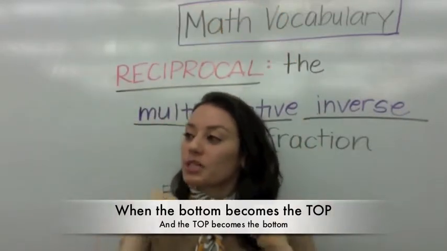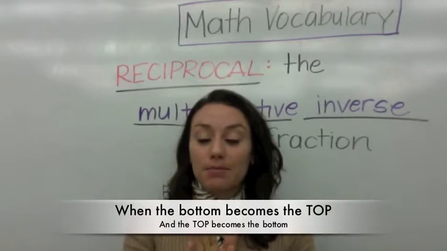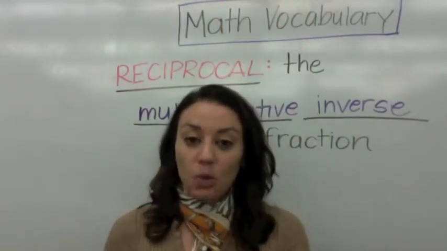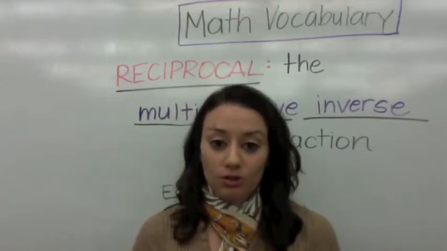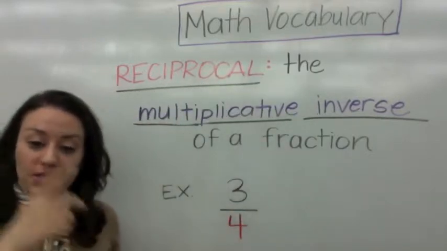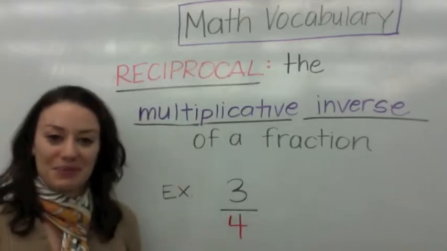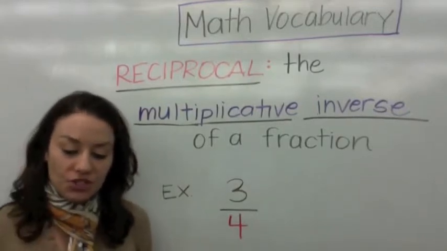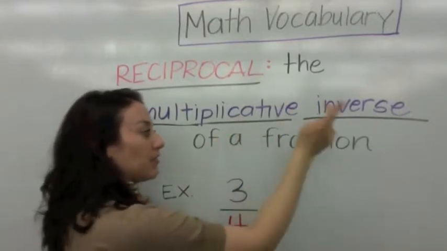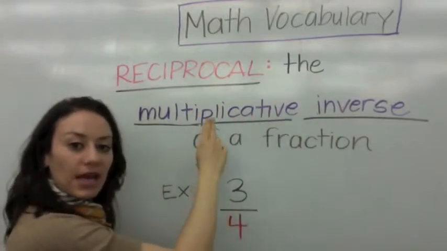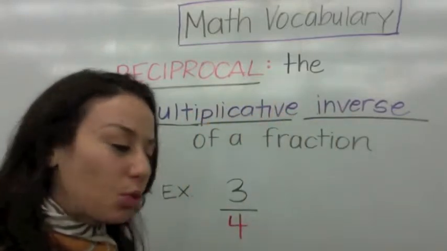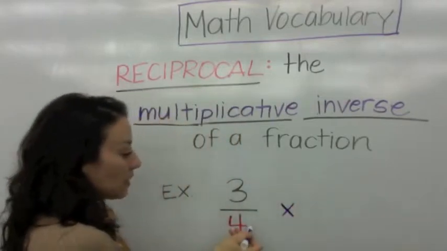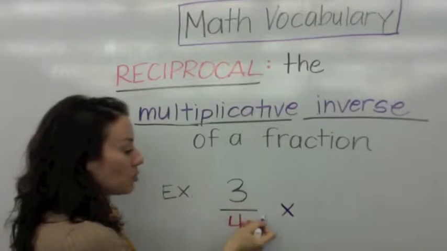Say it again. Say reciprocal. When the bottom becomes the top and the top becomes the bottom. So there's an interesting way that the reciprocal works. Let's say you have a fraction 3/4. If you're going to multiply by the reciprocal, something very interesting happens. Remember, it's the multiplicative inverse, which means we're going to multiply by the inverse. The reciprocal is basically when you switch the places between 3 and 4.